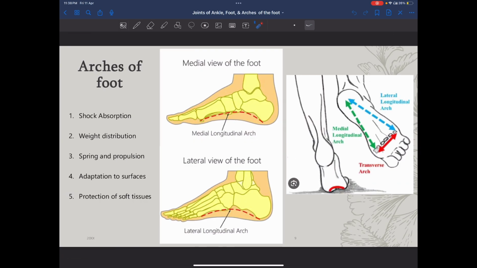Now we have the arches of the foot. We have the medial longitudinal arch and the lateral longitudinal arch. We also have the transverse arch right here. As you can see here, we also have the medial and the lateral. Now, what are the benefits of these arches?